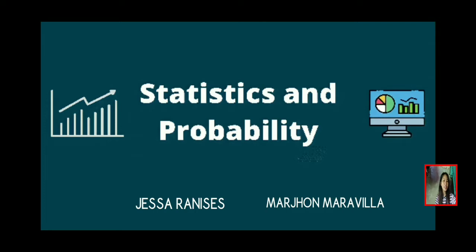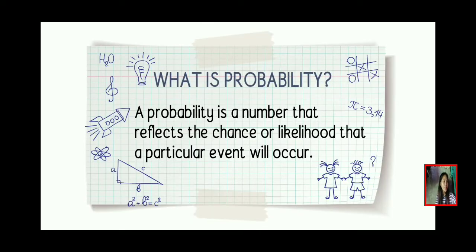So let's start. What is probability? A probability is a number that reflects the chance or likelihood that a particular event will occur. So when we say probability, it is the likelihood that something will happen. It doesn't necessarily mean that it will happen. It's just the likelihood, or the probability.